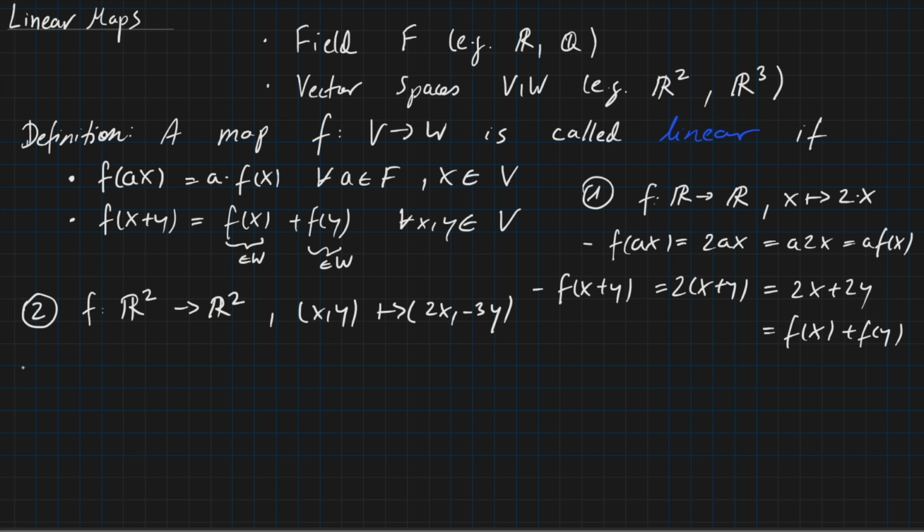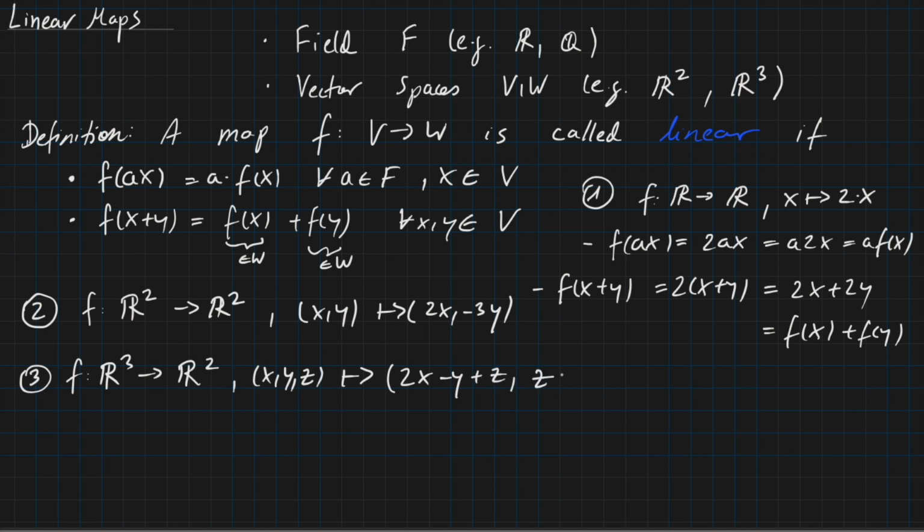And then you can write down further examples like f from R3 to R2, and here we have now 3 coordinates, and these are being sent to, for example, 2x minus y plus z and z plus y. We have here 2 components because our map goes into R squared, real numbers squared.